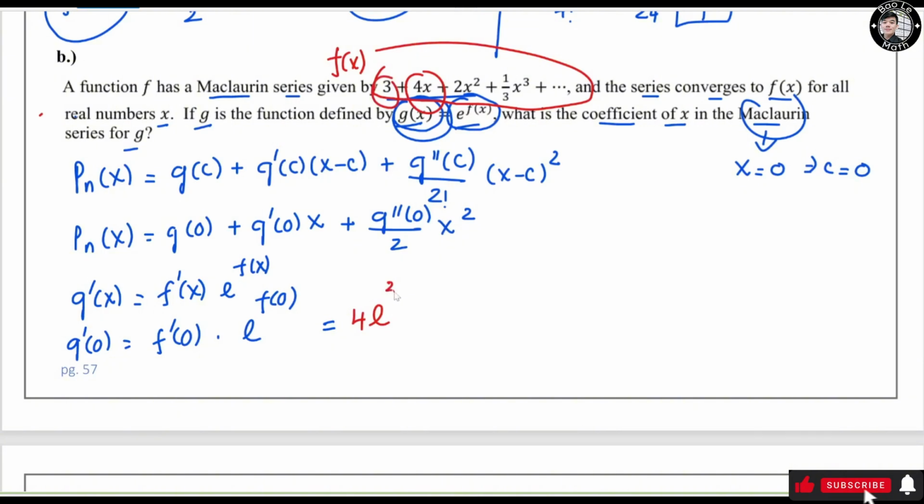So it could be 3, right? Now the question wants us to find the coefficient of s in the Maclaurin series. The coefficient of s in the Maclaurin series is right here, right? Look, s right here. So g prime of 0 equals 4 times e to the third. So this one is the final answer, right?